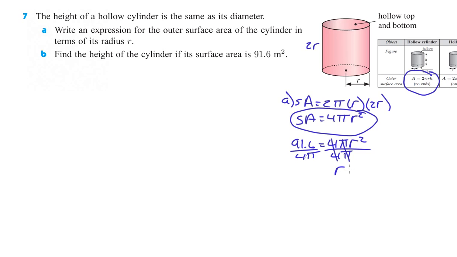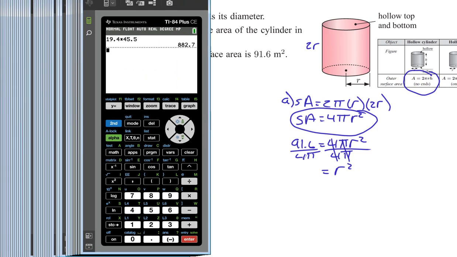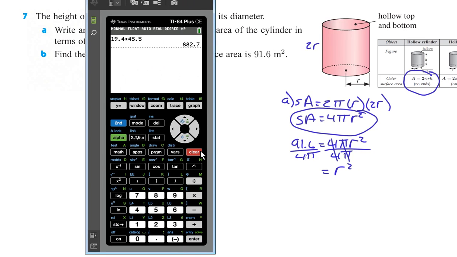Right? And that will tell us what the r squared is. So super important when you are dividing by more than one thing. You want to do one of two things. Here's what I'm going to suggest that you do. 91.6 divide by, do parentheses so that you get both pieces in there. 4 and then pi. Because now 91.6 will divide by both 4 and pi.